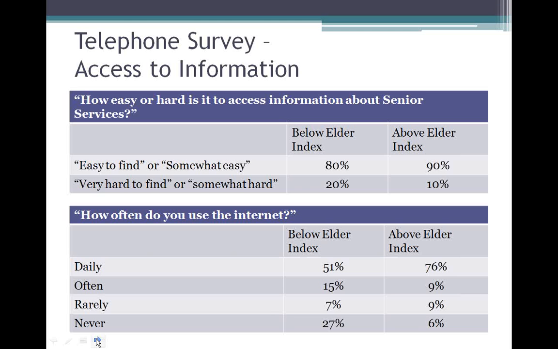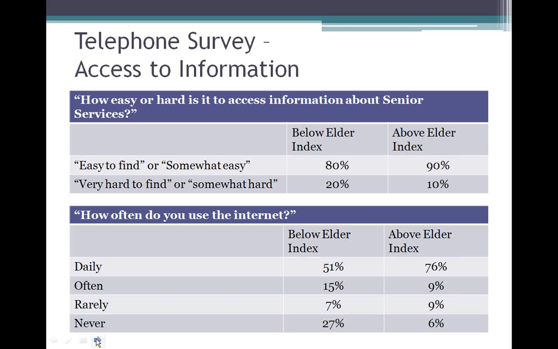The next section is how often do you use the internet. I know a lot of us are using the internet more in our outreach and information services. Again, access overall was quite good. However, we see a really significant difference between seniors below the index compared to above. So seniors below the Elder Index, 27% never use the internet, compared with just 6% of seniors who are above the Elder Index.